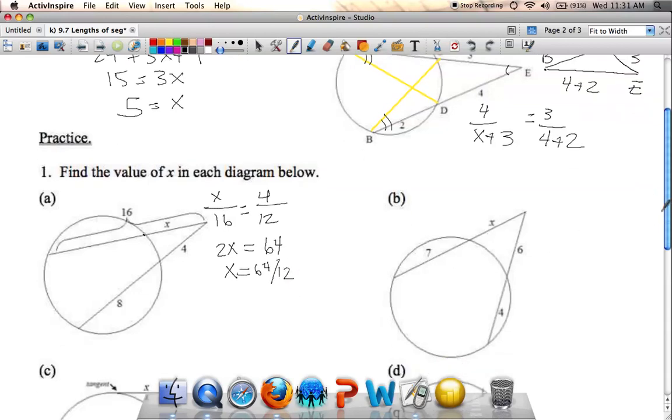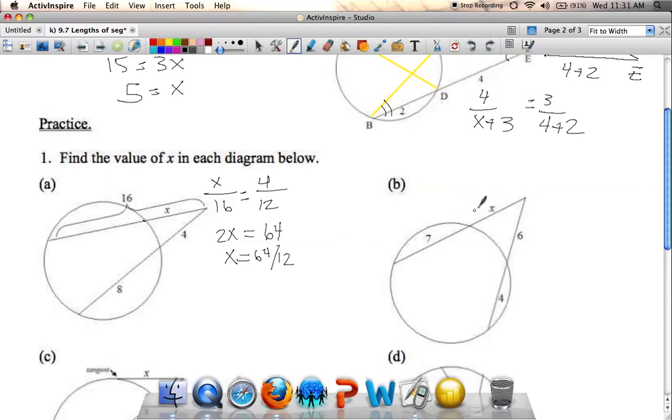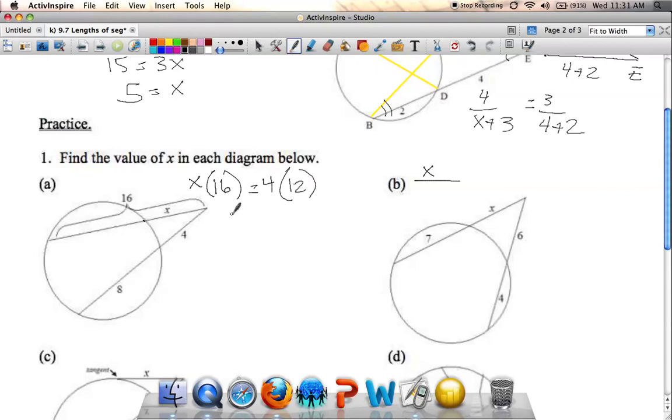Okay, let's set up the second one. We have x, which is the outside, is to... I see what I did wrong on this one. This is not right. You multiply. x times 16 equals 4 times 12. So you get 16x equals 48, or x equals 3.